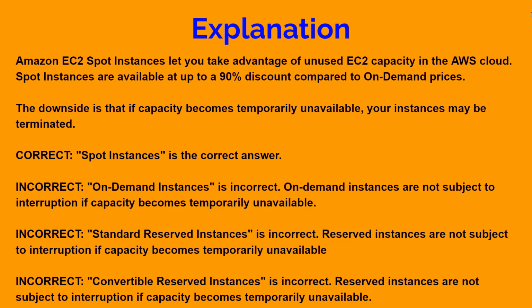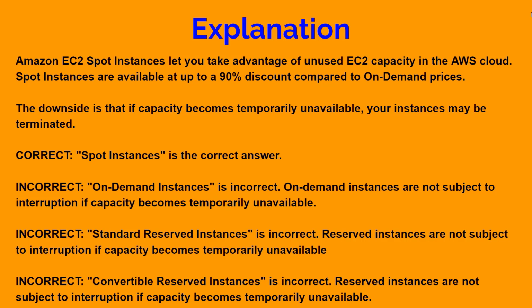Explanation. Amazon EC2 spot instances let you take advantage of unused EC2 capacity in the AWS cloud. Spot instances are available at up to a 90% discount compared to on-demand prices. The downside is that if capacity becomes temporarily unavailable, your instances may be terminated. Correct. Spot instances is the correct answer.